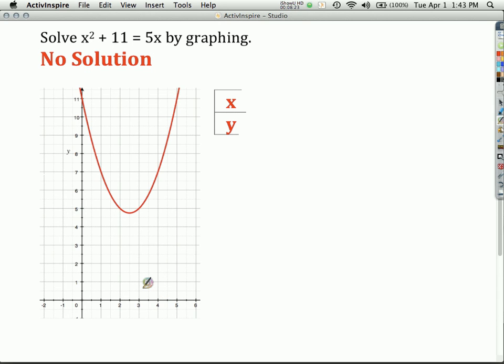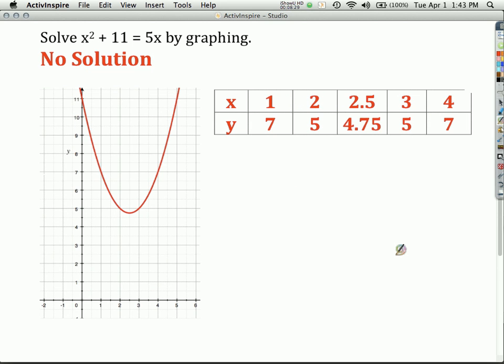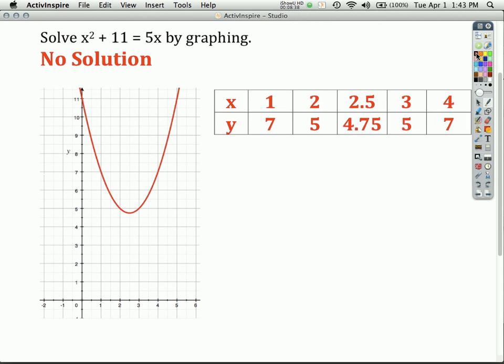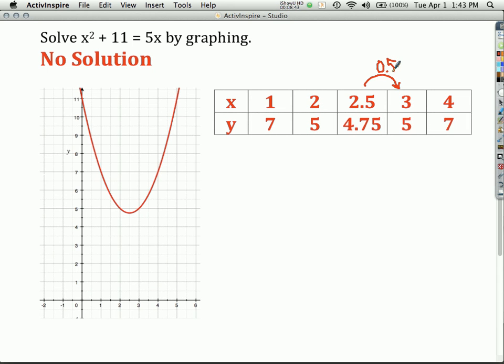You could have used quite a few different tables to construct the graph. This was my table. That's the table that I used. And you'll notice that I went 0.5 to the right, and I went 0.5 to the left, and then I went 1, and then I went 1. So since I mirrored the distance, I got a perfect mirror image across the axis of symmetry.